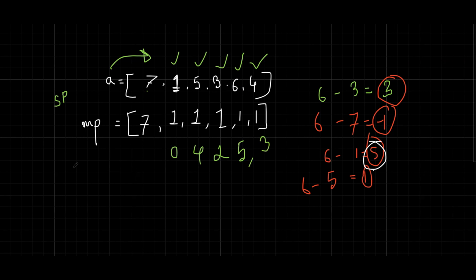So the maximum profit is the largest value of this difference array. Here, the largest value is 5. So in this problem, we have to return 5. I hope you understood the algorithm and the working procedure of this algorithm. Now let's move on to the code.